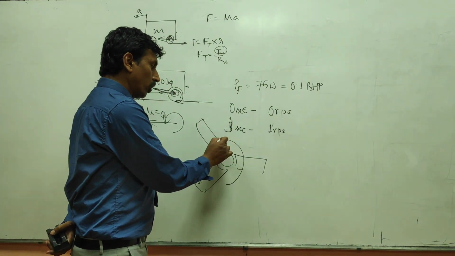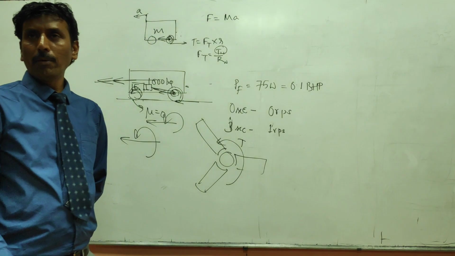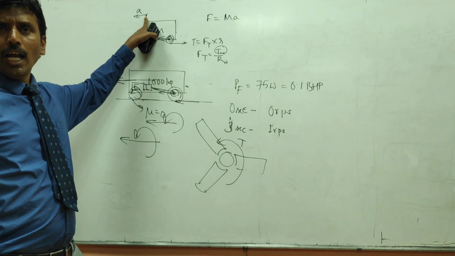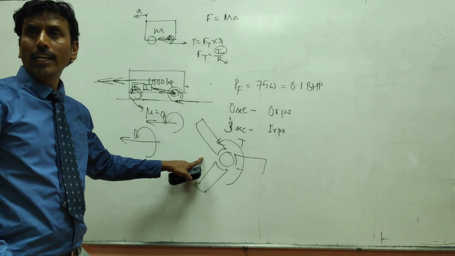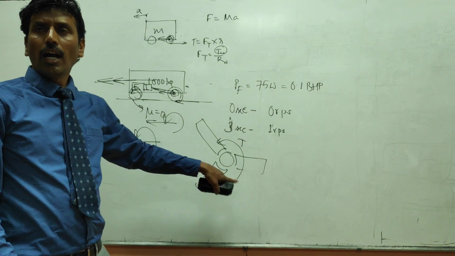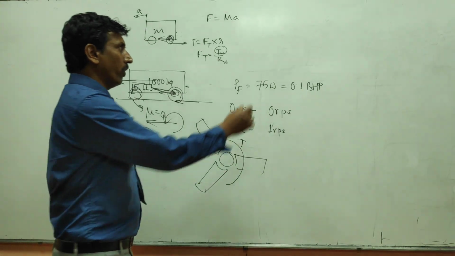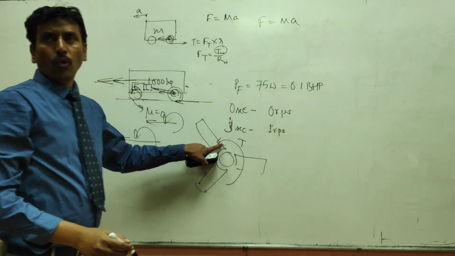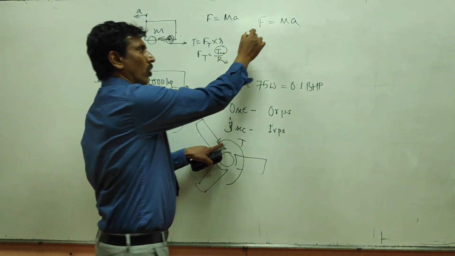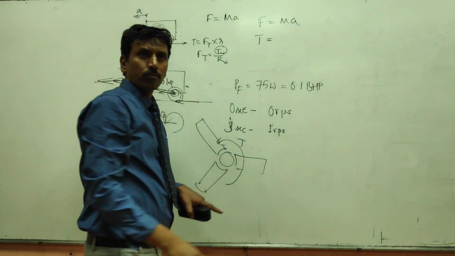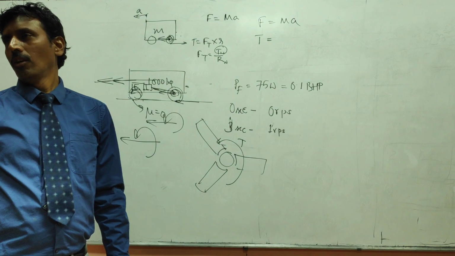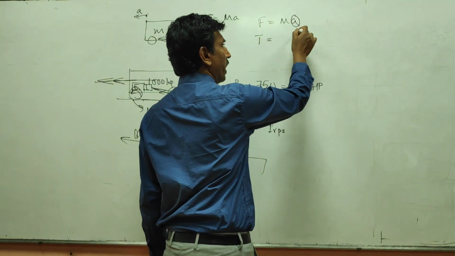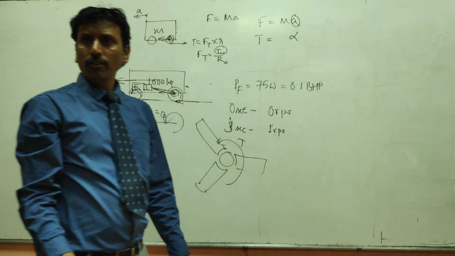Now if I actually apply a torque T here, very similar to F is equal to ma, can you write an equation which relates torque and some other terms? You have the equation F is equal to ma. For a rotating body, what is the equivalent equation? What is the equivalent acceleration? Okay, instead of linear acceleration, it is angular acceleration alpha.